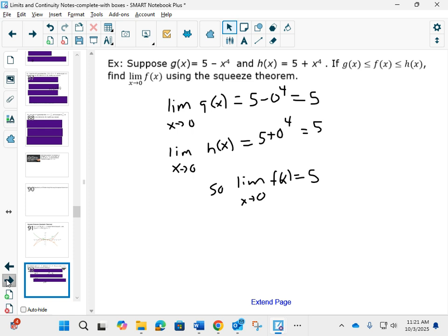So again, if the limit of this one, in this case, was 5, and the limit of this one, in this case, is 5, and f of x has to be between 5 and 5, it's pretty obvious that it would also have to be 5, right? Like I can do a crazy magic trick. Pick a number between 3 and 3. Did you pick 3? Right, it's not very hard to pick that when there's only one option, right? And that's what the squeeze theorem is doing for us.